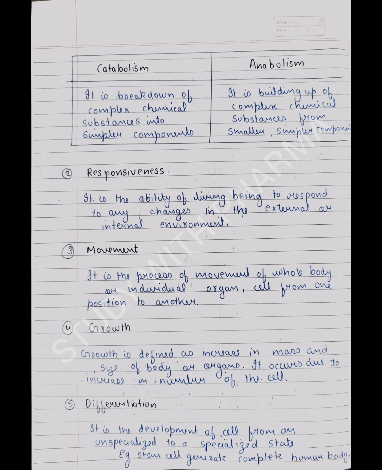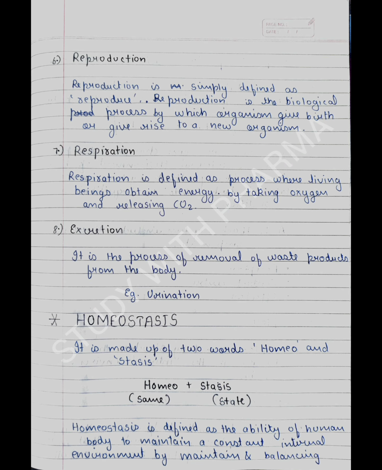Third is movement. It is the process of movement in the whole body. Fourth is growth. It occurs due to increase in number of cells. Fifth is differentiation. It is development of cells like stem cells generating the complete human body. Sixth is reproduction. It is a process in which the human body gives birth to a new organism. Seventh is respiration. It is a process in which the human body obtains energy by taking in oxygen and releasing carbon dioxide. Eighth is excretion. It is the process of removal of waste products from the body.